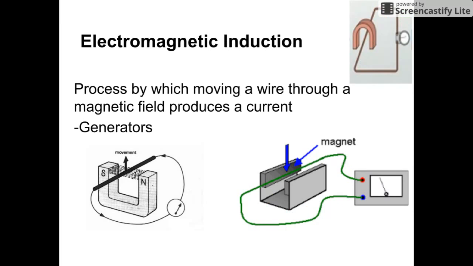Electromagnetic induction. This is where we have a wire that we just move through a magnetic field, and it will actually cause the electrons to move through the wire. So we can create electricity by moving the wire in a magnetic field. This is one way to produce a generator where you're actually creating electricity.